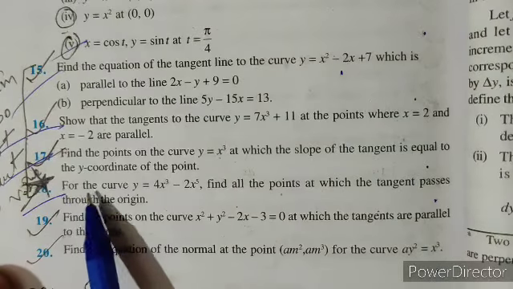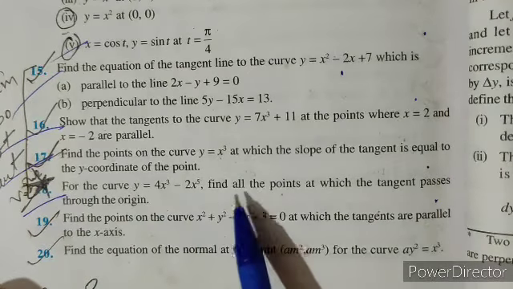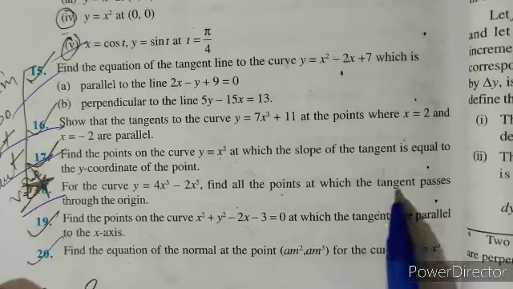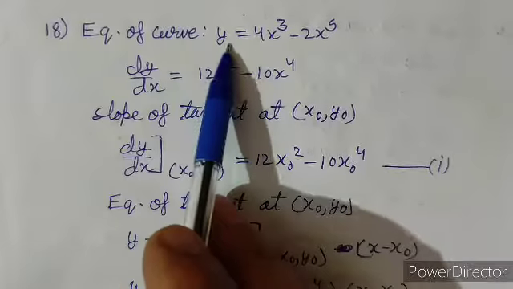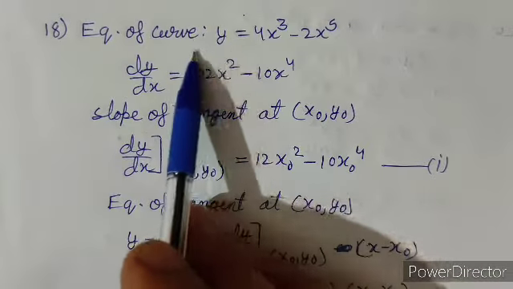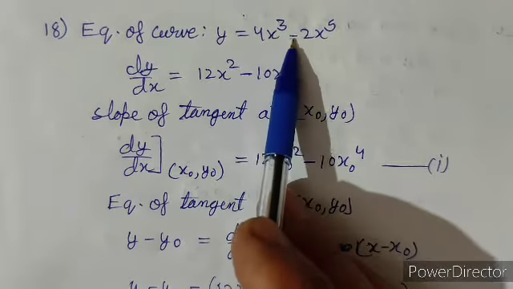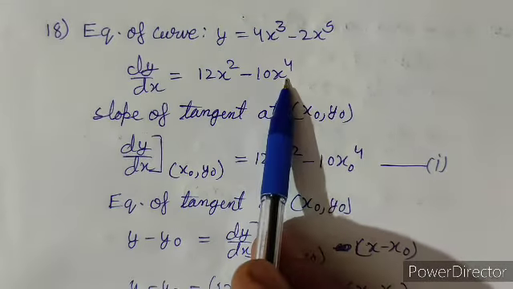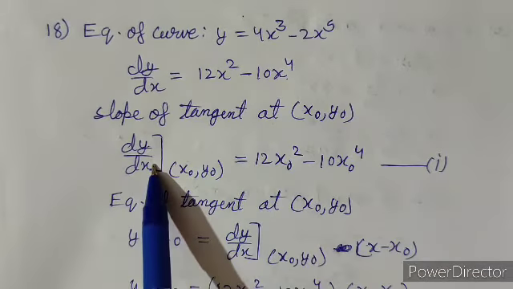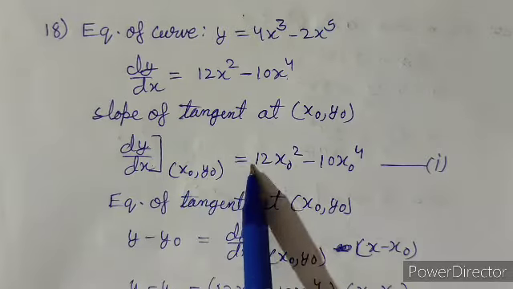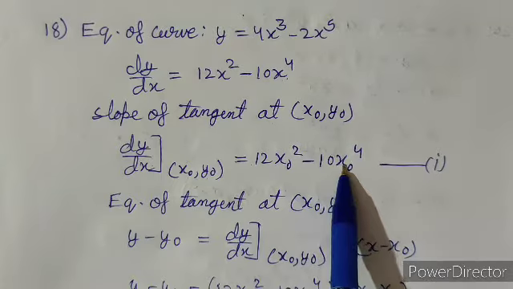Now in question 18, for the curve y equal to 4x cube minus 2x to the power 5, find all the points at which the tangent passes through the origin. Now the equation of the curve is given to us. On differentiating with respect to x, dy by dx will be equal to 12x square minus 10x to the power 4. Now the slope of the tangent at x0, y0, that is dy by dx at x0, y0, will be equal to 12x0 square minus 10x0 to the power 4.